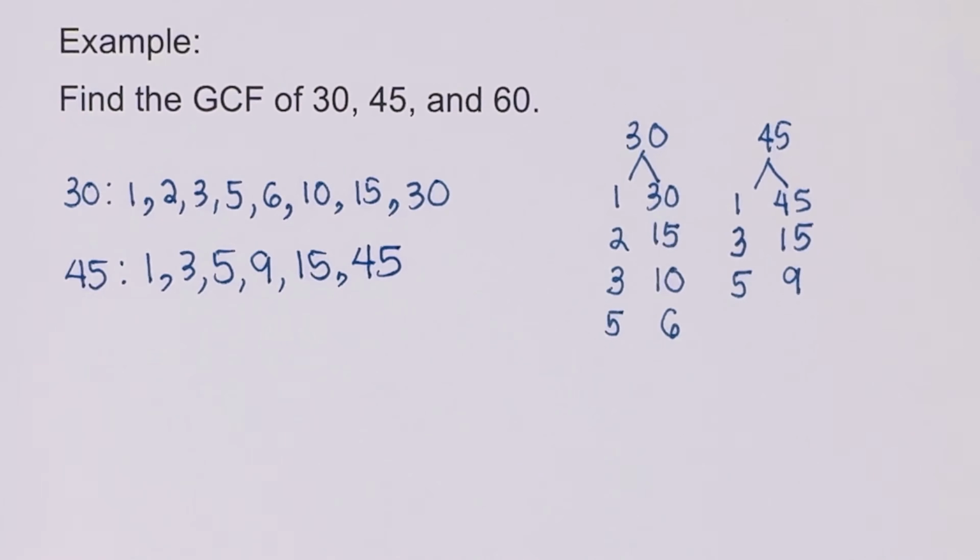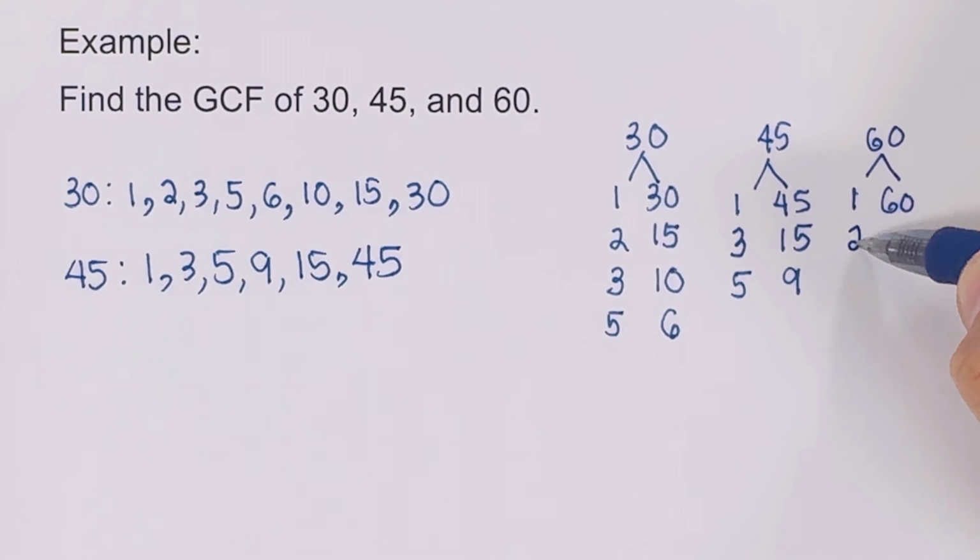Now let's have the factors of 60. So first, again, we always start with 1. 1 times 60 is 60. 2 works with 60. That is 2 times 30. And then 3 works with 60. That is 3 times 20.